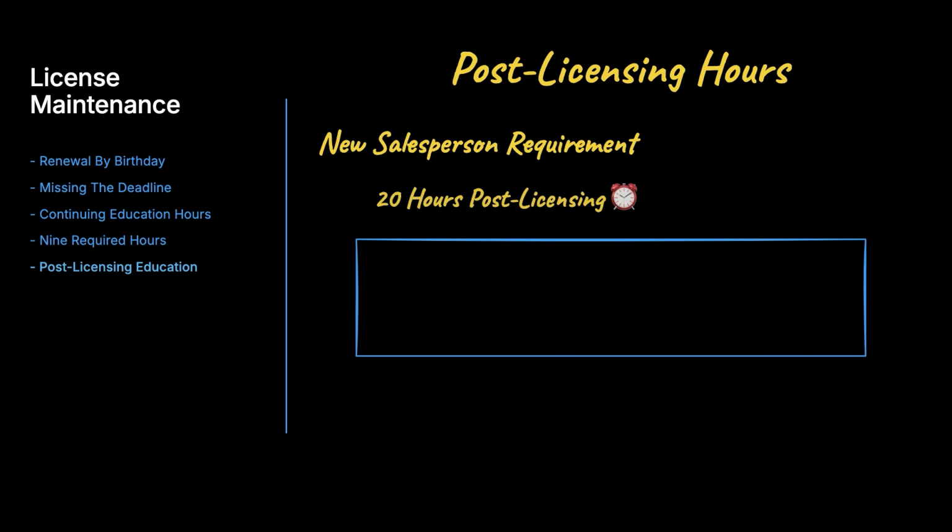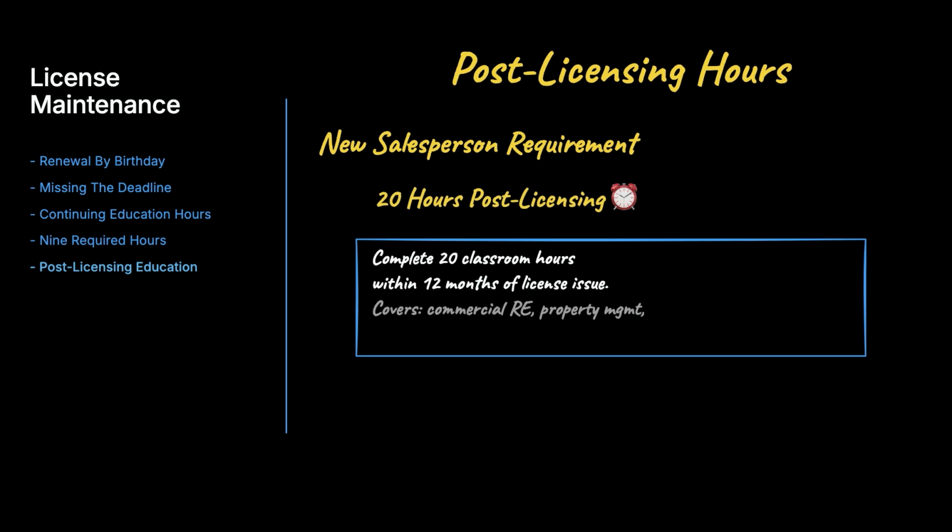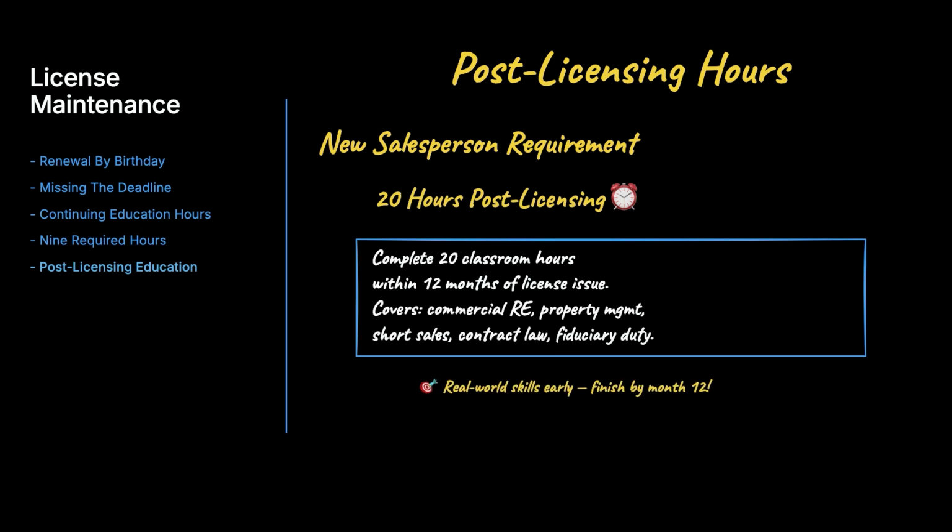Brand new salespersons face one more requirement, separate from continuing education. A newly licensed salesperson must complete 20 classroom hours of post-licensing education within 12 months after the license is issued. 20 hours, 12 months. It covers practical topics like commercial real estate, property management, short sales, land contracts, contract law, and fiduciary responsibility. Real-world skills early.